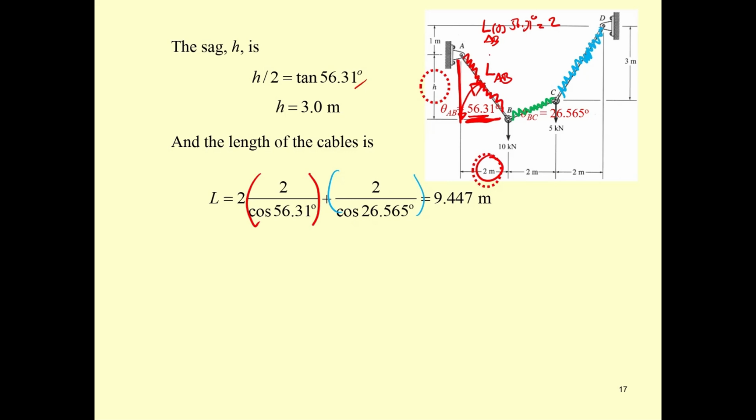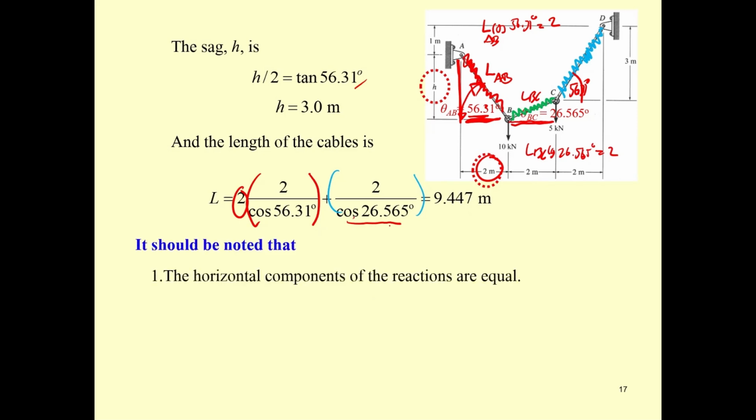And then since the angle here and the angle here are 56.31, you times it by 2. For L sub BC, you have to take this one. L sub BC cosine 26.565 degrees equal to 2. You get this one. Okay. Then there are some notes that are important.